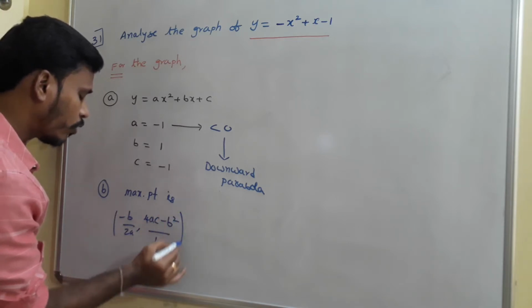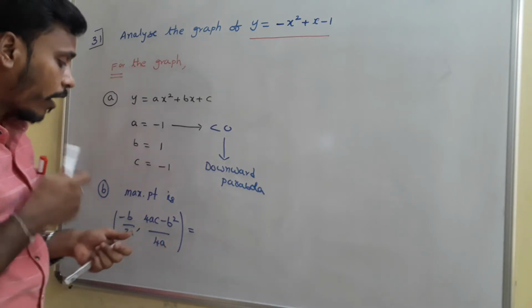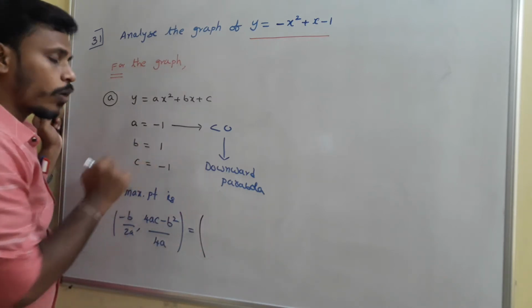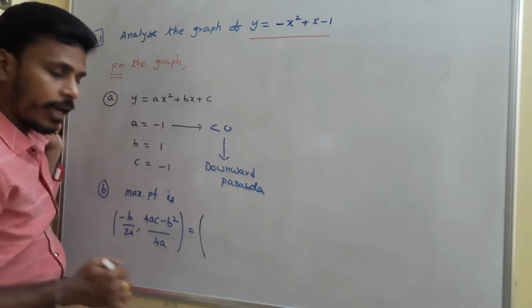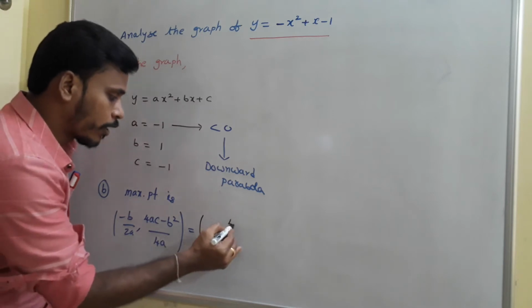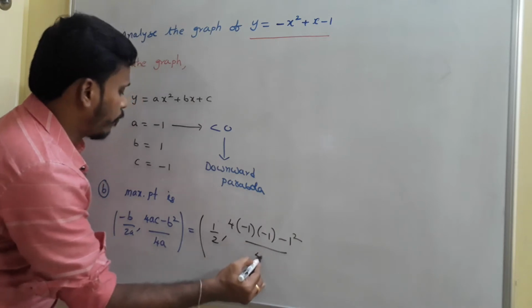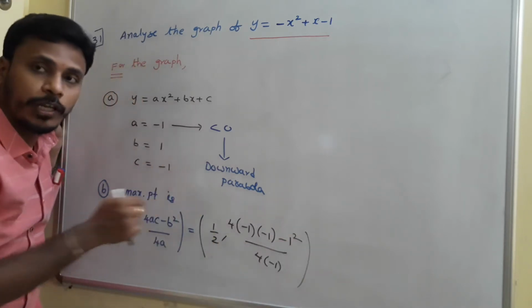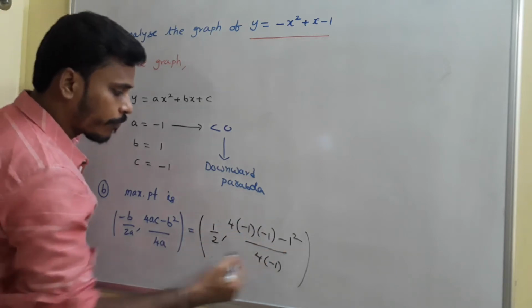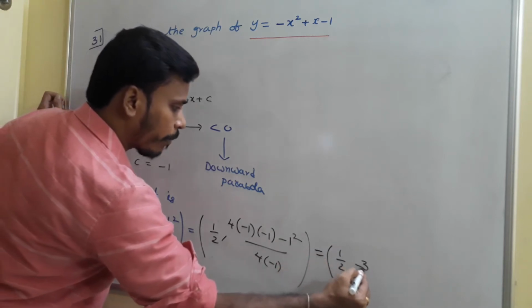I already mentioned that this point is a maximum point or a turning point or a critical point. So minus b by 2a, minus b is what? Minus 1. 2a means minus 2. So that is 1 by 2. 4ac minus b square by 4a. So 4 into a is minus 1, c is minus 1, minus 1 square by 4 into minus 1. You just need to replace the values. And this is minus 3 by minus 4, so this point is 1 by 2 comma minus 3 by 4.